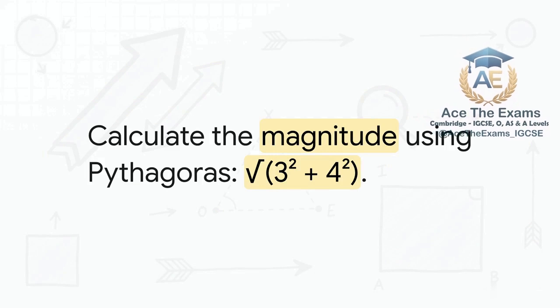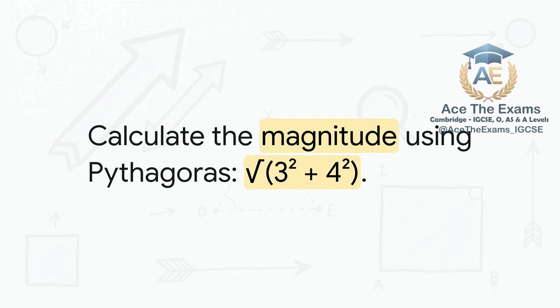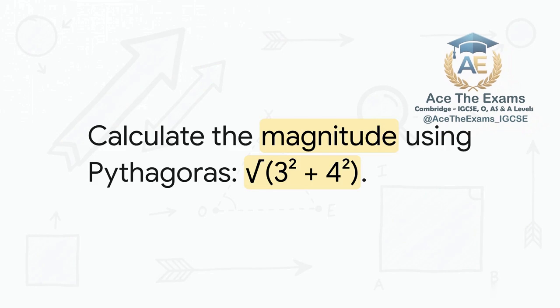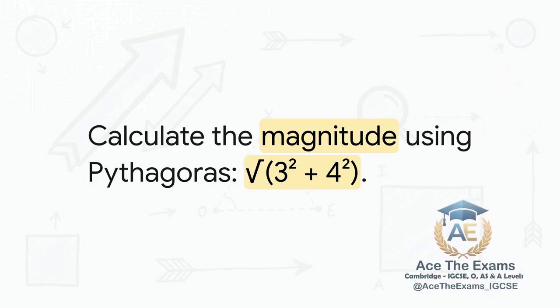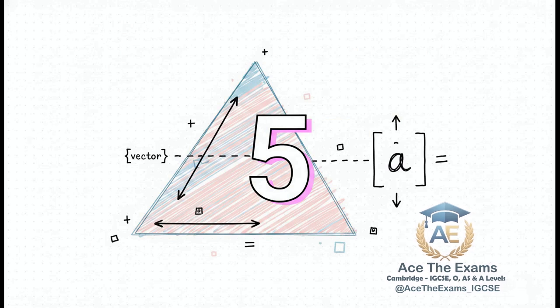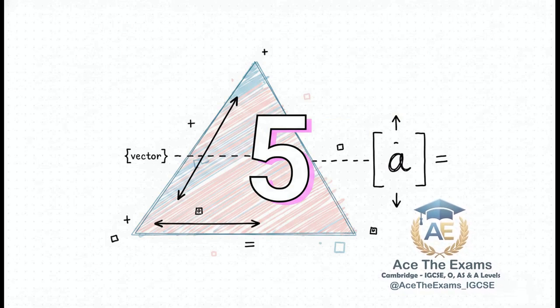Squaring the 3 and the 4 gives us 9 plus 16, which is 25. Then we just take the square root. We're just squaring the horizontal distance, adding the squared vertical distance, and preparing to take the root, which means the exact length or magnitude of that vector path is precisely 5.